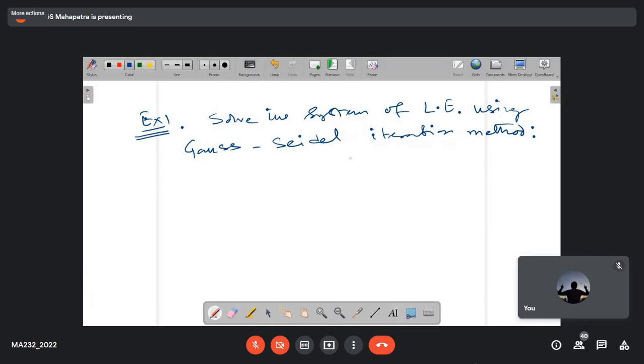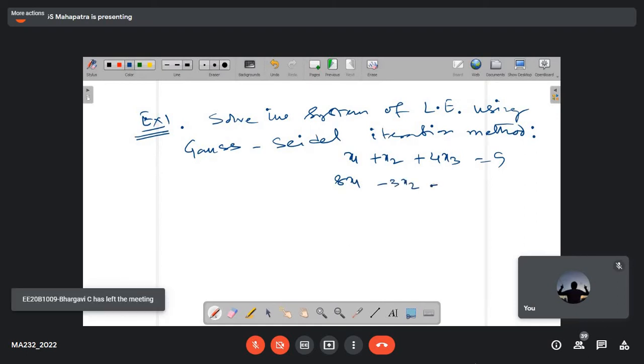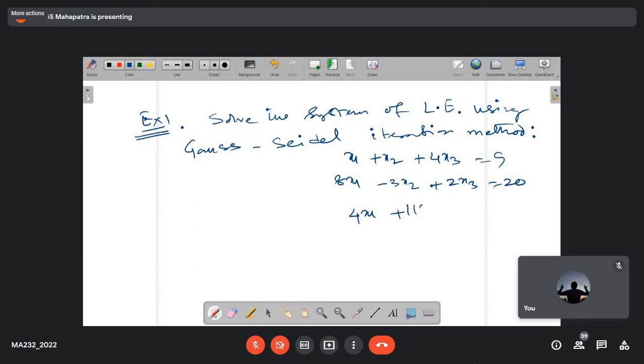Same problem. What is the problem now? x1 plus x2 plus 4x3 equals 9. 8x1 minus 3x2 plus 2x3 equals 22. 4x1 plus 11x2 minus x3 equals 33. This is the system. Now the stopping criteria is: correct up to 3 decimal places.